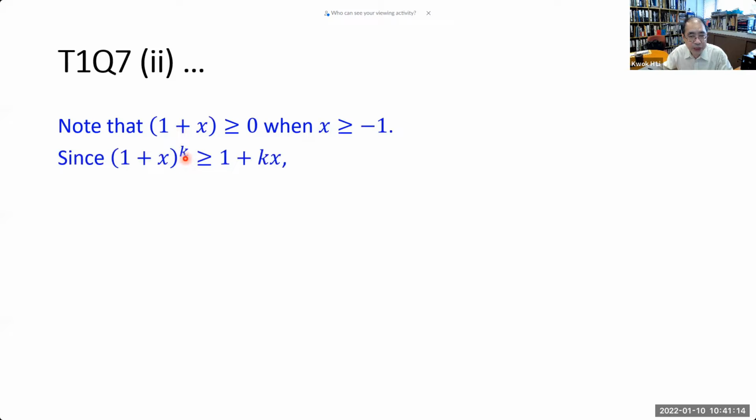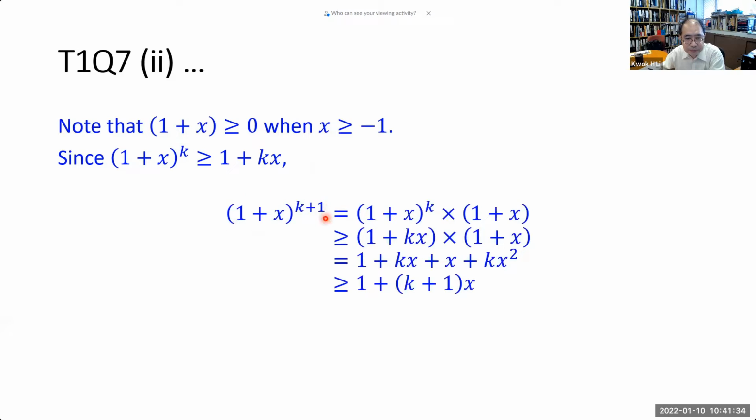Now here, this is the assumption. When n is equal to k, this is correct. So this one is the assumption here. 1 plus x raised to the power k is greater than or equal to 1 plus kx. So now we'll try to prove. This time, I go from the left-hand side to the right-hand side.